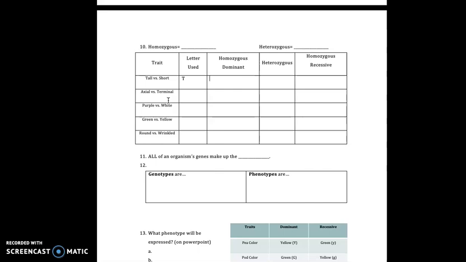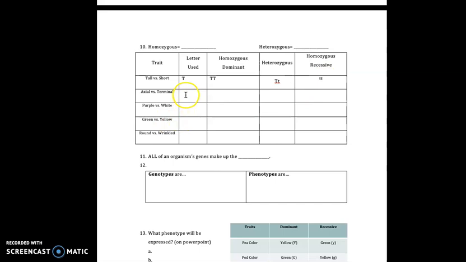Homozygous dominant. So dominant means we have the capital T. Homozygous means the same. So the two letters that represent homozygous dominant are a capital T and a capital T. This is a homozygous dominant pea plant that is tall. Heterozygous, we only have one option, big T, little t. Heterozygous means different. They must be different. And homozygous recessive, recessive we know is small t. Homozygous tells us the same, so it's going to be two small t's.